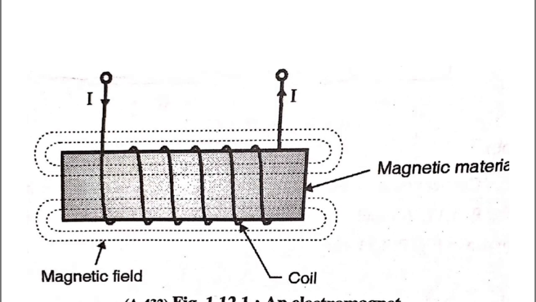In the diagram we can see a magnetic material wound by a coil and this coil is supplied with current. As soon as the current is supplied, a magnetic field is created across the magnetic material. But when the current drops to zero, the magnetic material loses its properties.